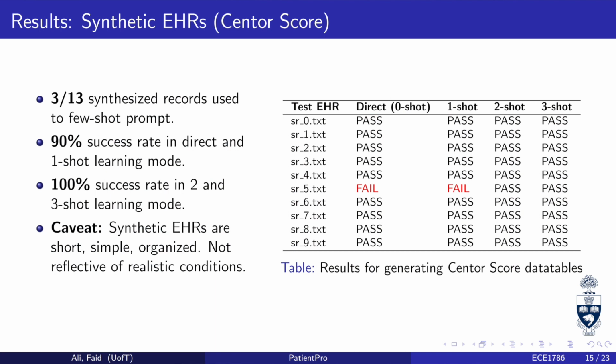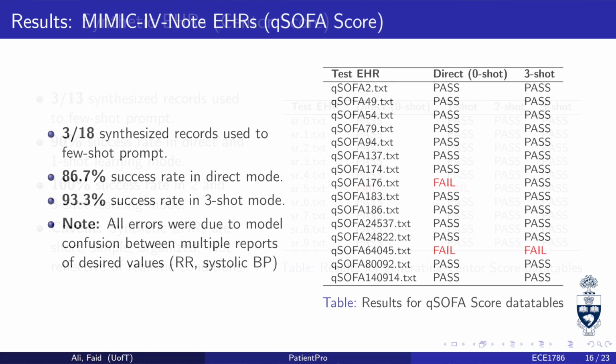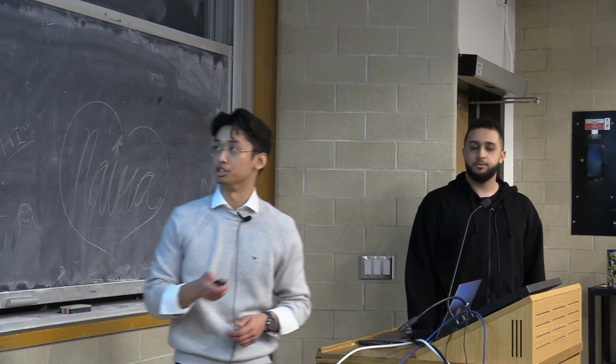For our synthetic EHRs with the first metric, the Centor score, we had a basically 10 entry data set, and we attempted from 0 shot, which means with no worked examples, all the way to 3 shot. For 0 and 1 shot, we got a 90% success rate with 1 failure in one of the doctor's notes, and with 2 and 3 shot it was 100%, the caveat being that synthetic EHRs are short, simple, organized, and they don't really represent what a real EHR looks like. With real EHRs from MIMIC-IV, we got 86.7% success with direct 0 shot, and with 3 shot we went up to about 93%. I'll get to that caveat in just a second.